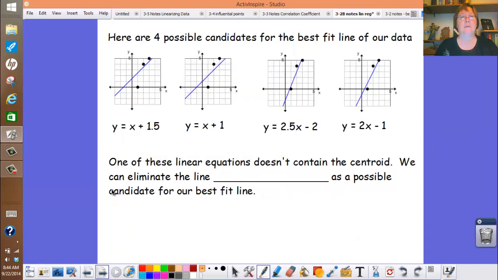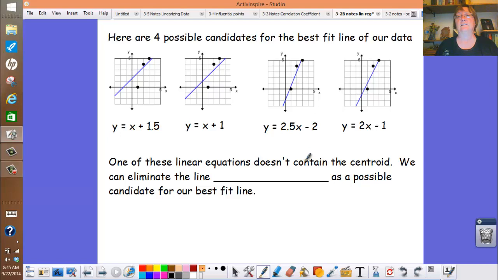I have on the next page 4 possible candidates for that best fit line, and you can see that their equations are under them. All of them are relatively close to points on the line. Some look like better choices than others, and our job in this lesson is going to be to decide which one the calculator says is the best fit line.